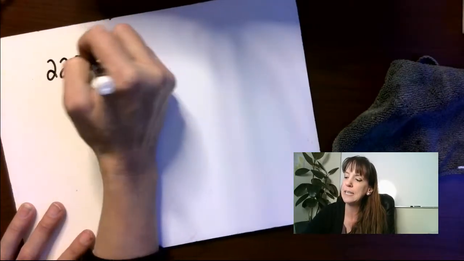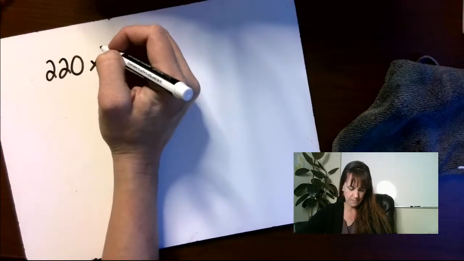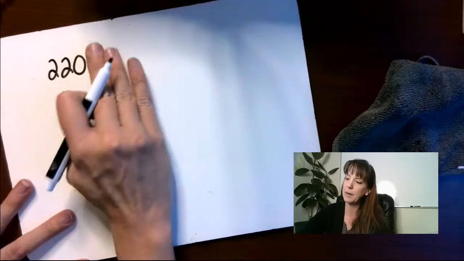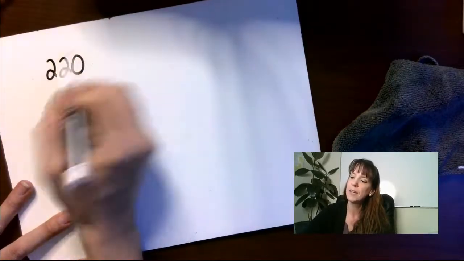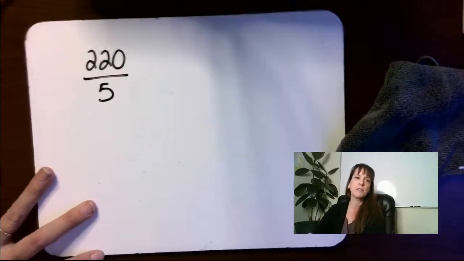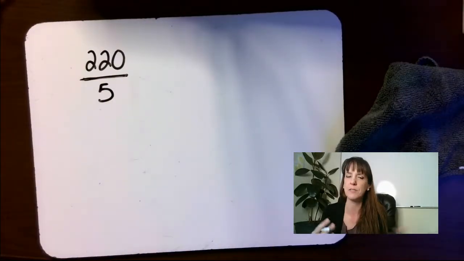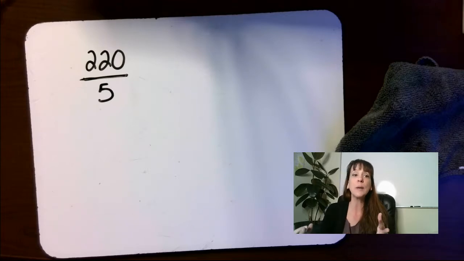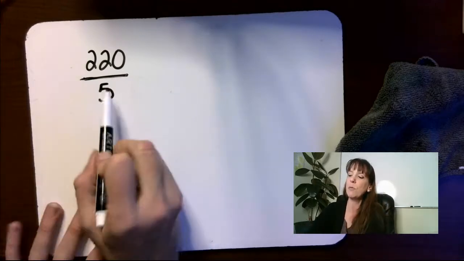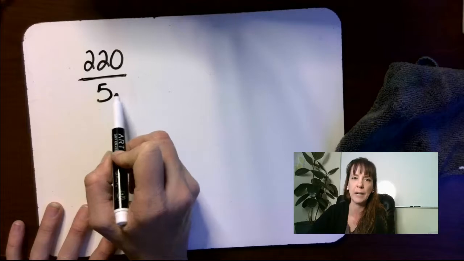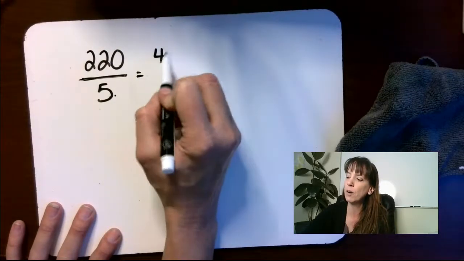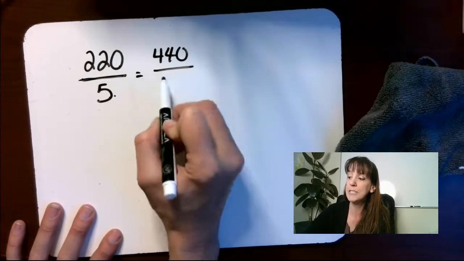The next example is 220 divided by 5. My apologies. Remember, this is our divided by symbol, right? It's a fraction bar, but it's also a division symbol. Okay, so in this case, what we want to do is double both of these numbers, right? I will end up with 440 over 10.